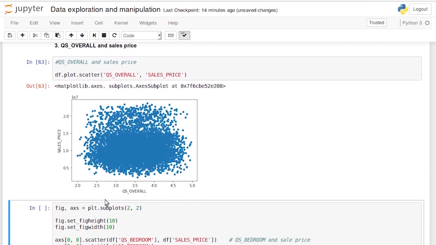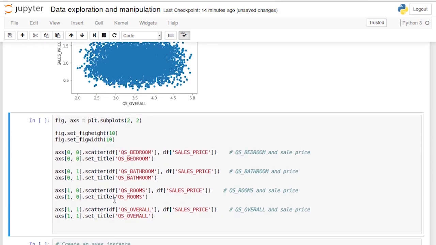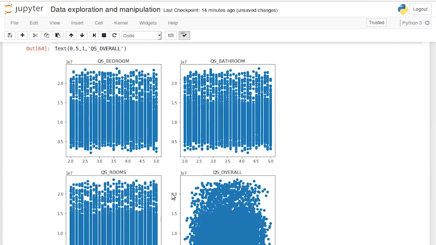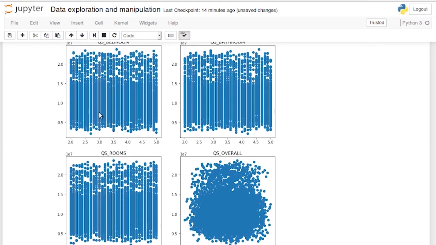And if we go ahead and check for the quality scores for the bedrooms, bathrooms, the rooms, and the overall score all together, for that we can create a subplot. So for this subplot, I am comparing the quality score for bedroom against the sales price. The same goes for bathroom and the sale price, etc. And we have set the titles to identify which of the plots belong to which of the categories. Right, so if we have a look here, we can see the same trend. There is no particular relationship that can be seen from these plots. So the houses of different quality scores have different sales price.